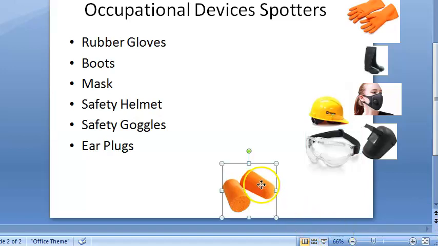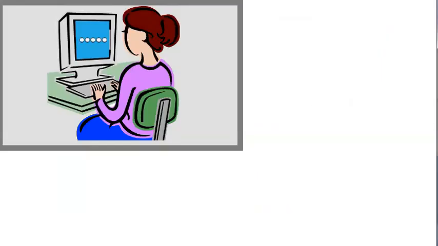And coming to the last one, earplugs. If they extend 60% into the ear canal, they can attenuate all frequencies. Okay. So guys, we are done with occupational devices spotters of community medicine.